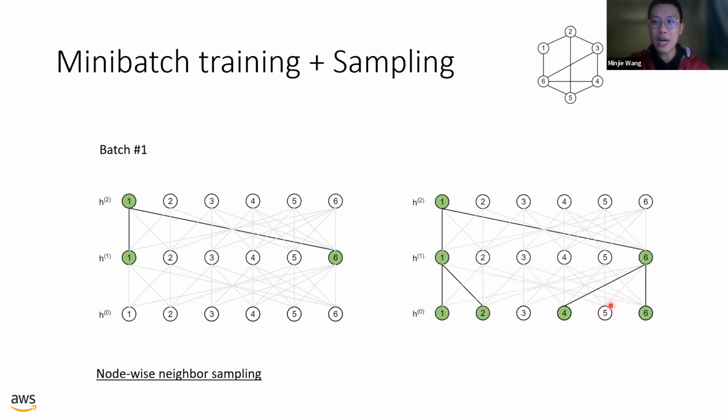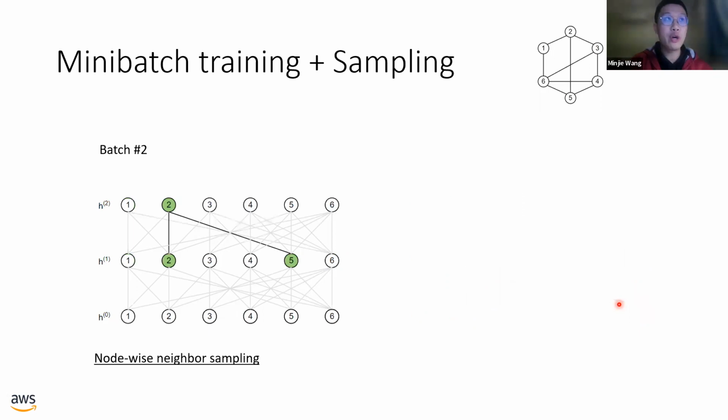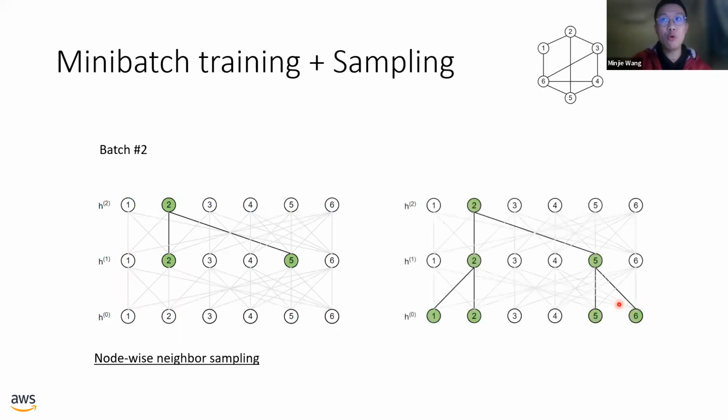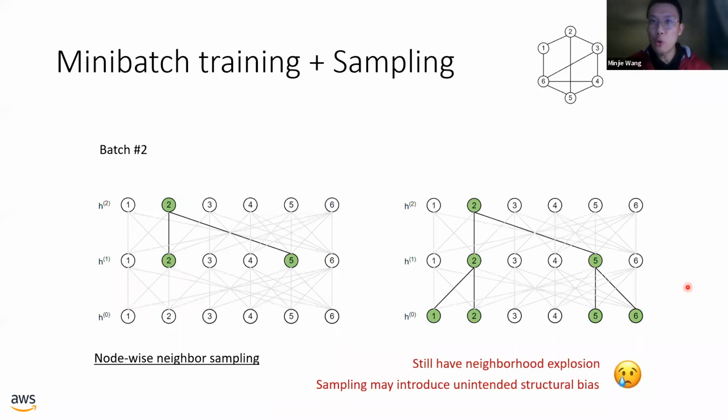You can see this computation graph is slimmer than the original mini batch computation graph. We can also move to batch 2, do the same process and get the batch 2 computation graph. So this is node-wise neighbor sampling. It is better than the plain mini batch data flow graph, but it still has the neighborhood explosion problem.